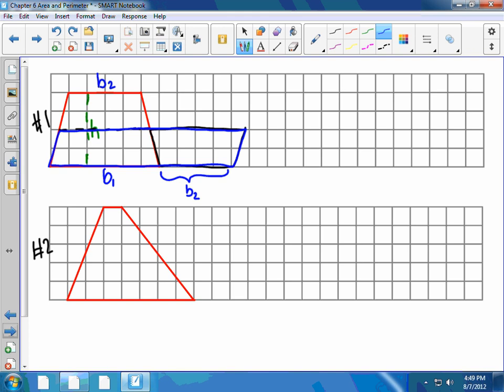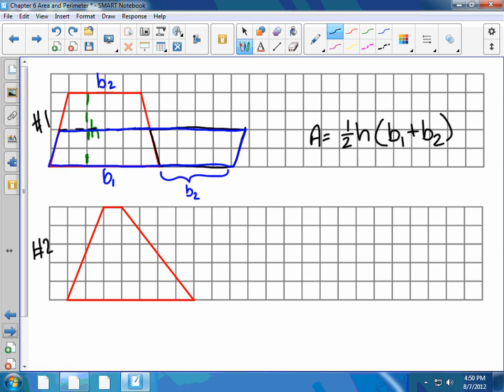And what's the height of this parallelogram? It's half the height of the trapezoid. Okay. So you can see here, the height of this parallelogram is 2. So area equals 1/2 the height times the sum of the bases.